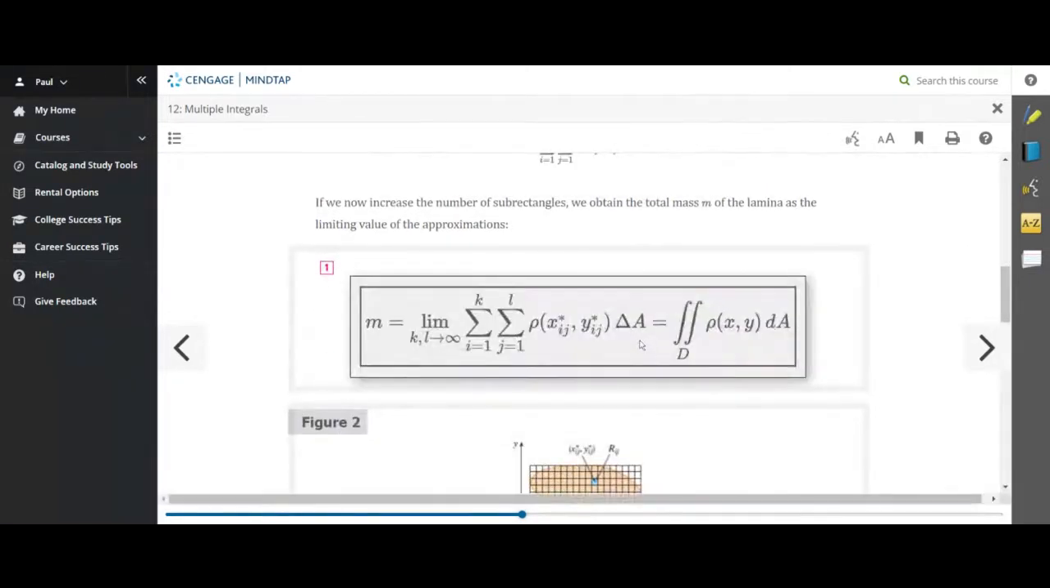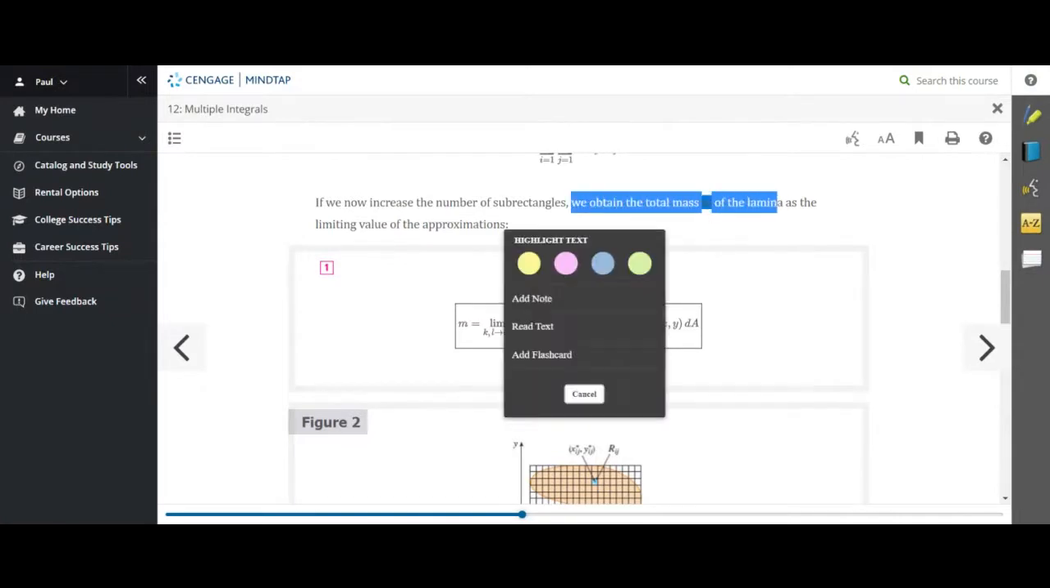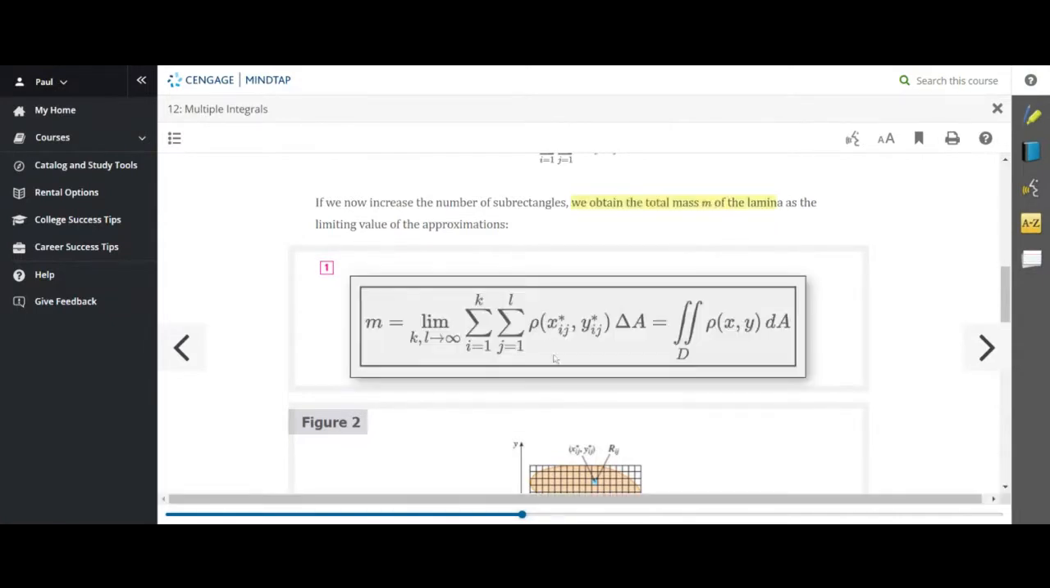Therefore, we obtain the total mass of the lamina right here. The total mass of the lamina is equal to the double integral over the region D, over the lamina, where your integrand is your density function. Are there any questions on that?